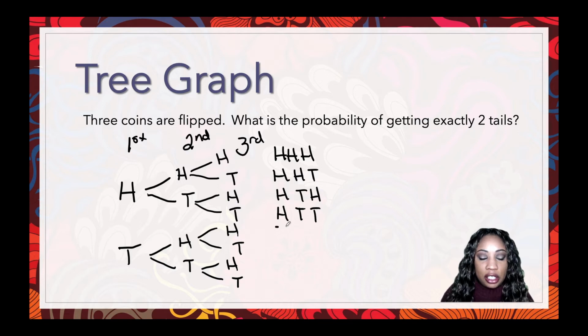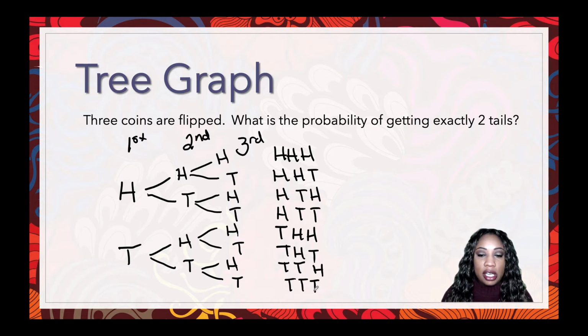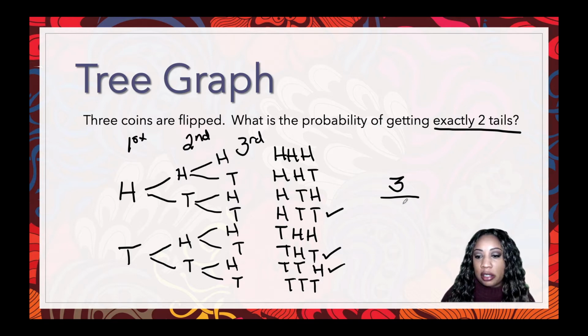So we're going to continue. We have tails, heads, heads. Tails, heads, tails. Tails, tails, heads, and tails, tails, tails. So these are all of the possibilities for this scenario. Now, the question says exactly 2 tails. So, this has 2 tails, this has 2 tails, and this has 2 tails. So I have 3 out of 1, 2, 3, 4, 5, 6, 7, 8 possibilities.